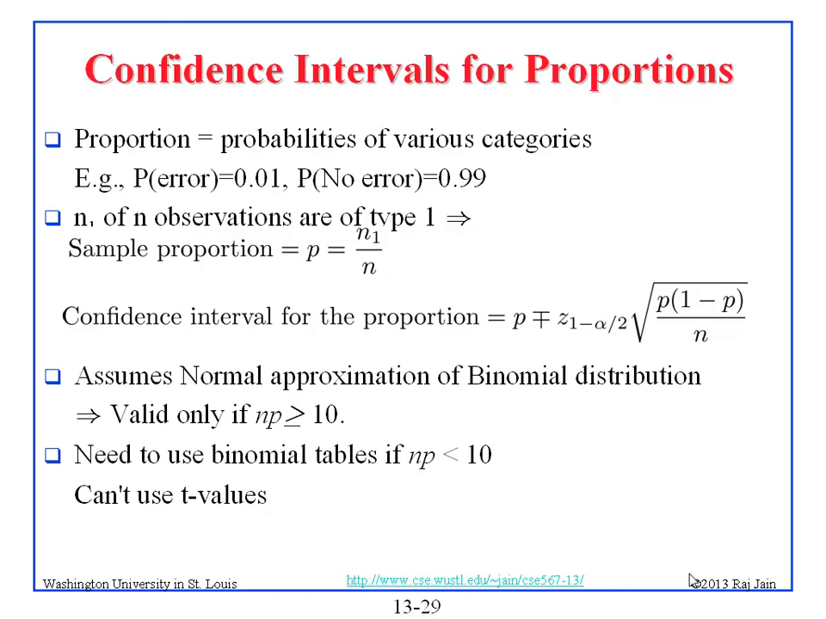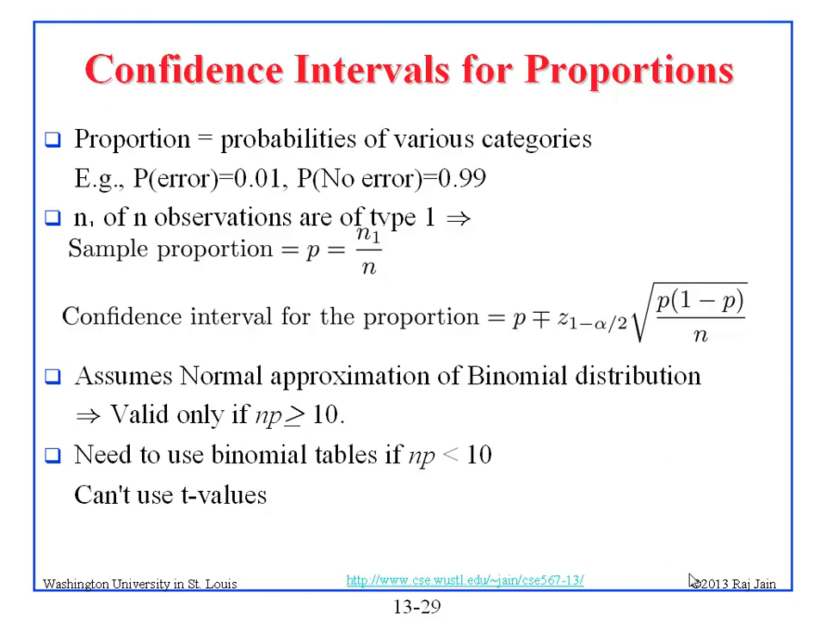So probability P of something, and you want to bound that probability, then you use this formula for the confidence interval: P plus minus Z 1 minus alpha by 2 times the square root of P times 1 minus P upon N. Now notice that we have Z here and there is no T, because the probabilities cannot be normally distributed.